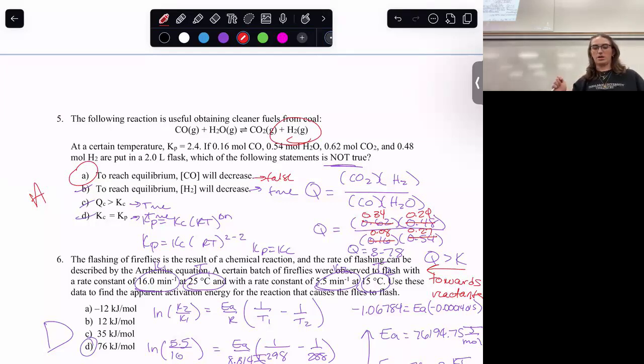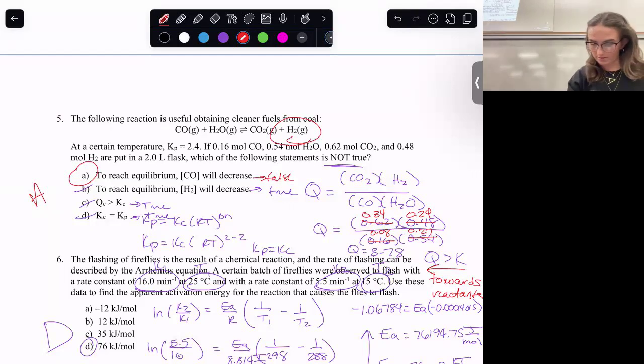Any other questions on 5? Yep, so we plugged in all of the moles given. So I plugged in the moles directly. Everything gets divided by 2 because for KC we need concentration.